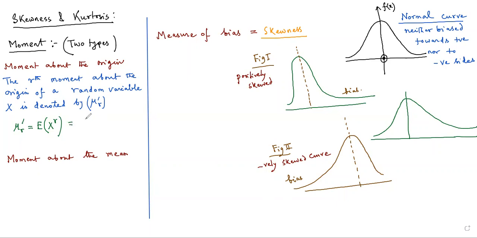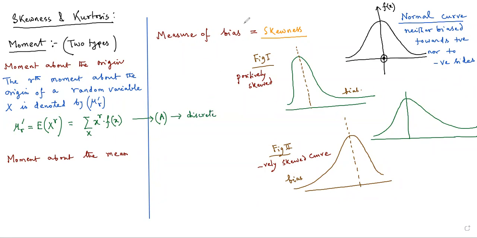For the discrete case, we calculate this quantity by considering the summation over all possible values of X, and we multiply X to the power r by the probability mass function f(x). Okay, this is the formula A in our case. This is for the discrete case.